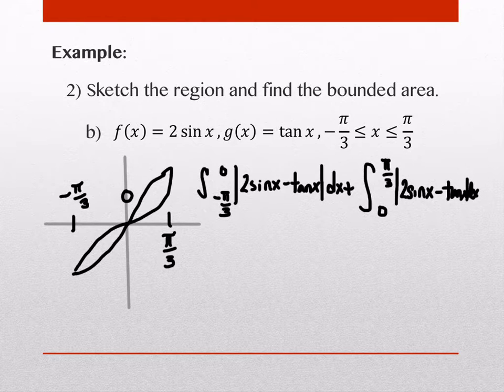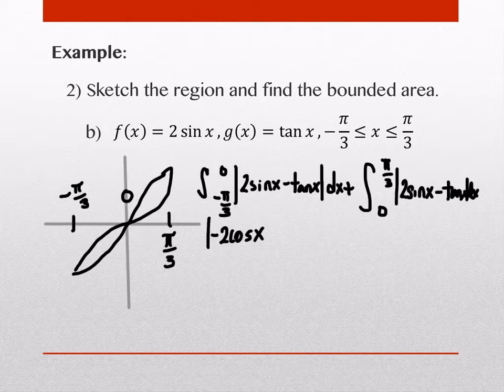Nice. All right, these are antiderivatives that for the most part you know. Or at least you should. I hope so. What's the antiderivative of sine? Negative cosine. So this is negative 2 cosine of x. What's the antiderivative of tangent?